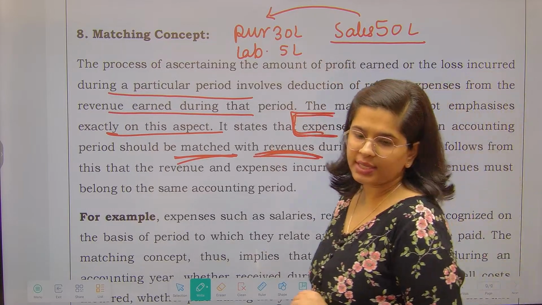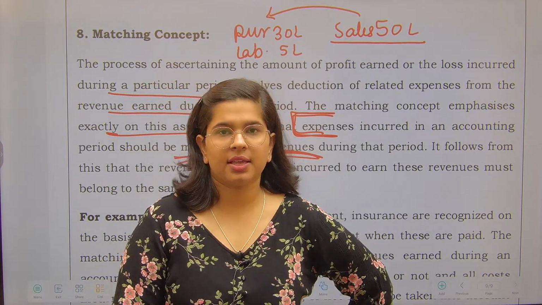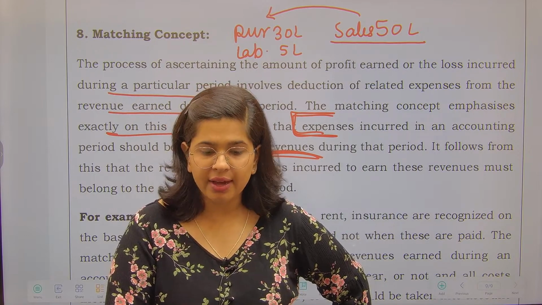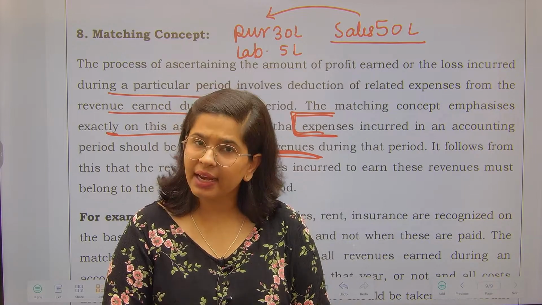Now let me give you an example. Suppose I have done the sales of 50 lakhs. For doing this sales of 50 lakhs, I needed the direct labor for 10 lakh rupees. Now I should record this expense in the current period itself.